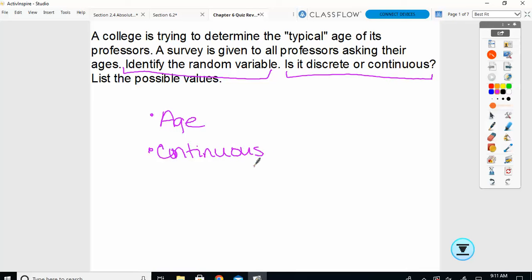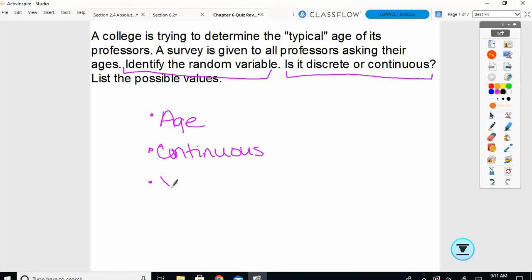It would matter how I ask the question too. If I said specifically I wanted your age in years, that would be discrete, but technically age is continuous, right? Because you can give it in years, or years and months, or years and months and days, or you could add in hours, or minutes, or seconds, so technically it is continuous.